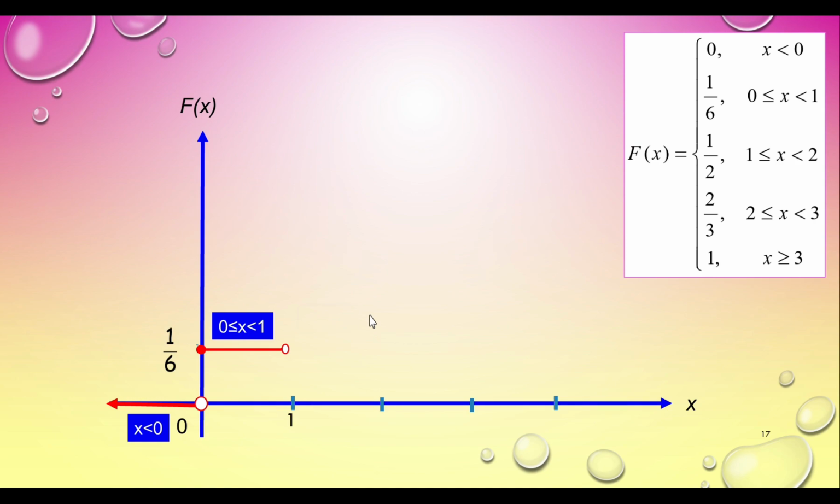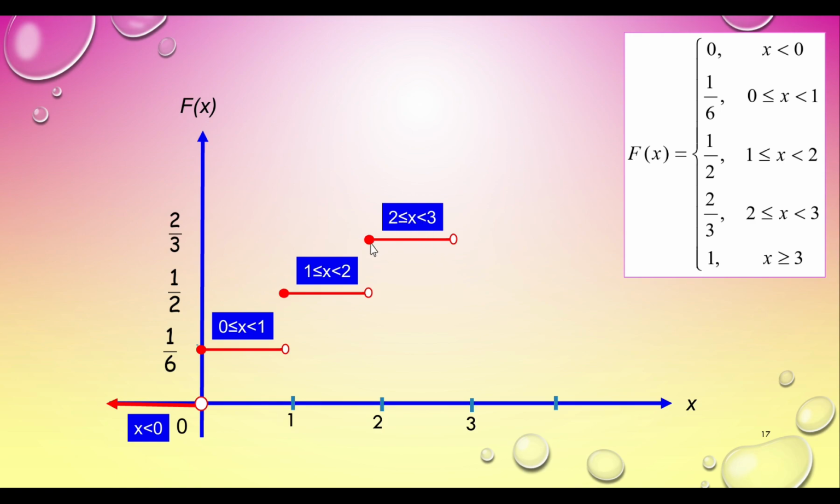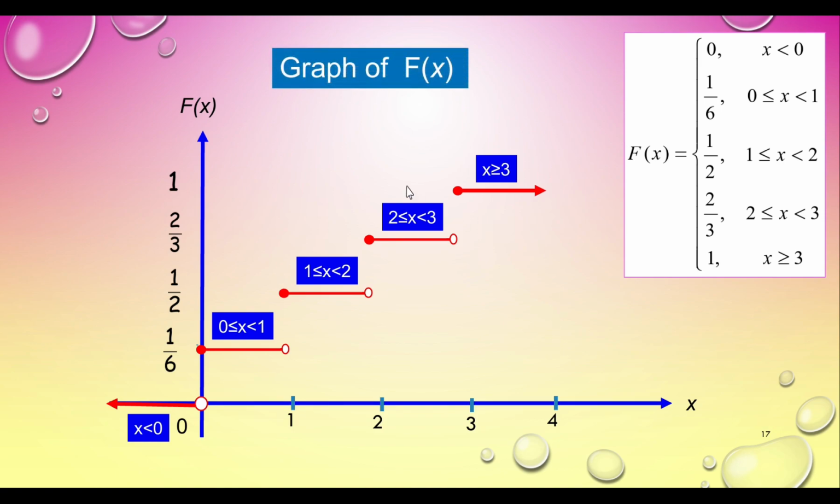Okay. Next, for interval x more than or equal to 1 and less than 2, f(x) equal 1 over 2. Next, for x more than or equal to 2 and less than 3, f(x) equal 2 over 3. And the last one, the interval x more than or equal to 3, f(x) equal 1. Okay, this is the graph of the cumulative distribution function.